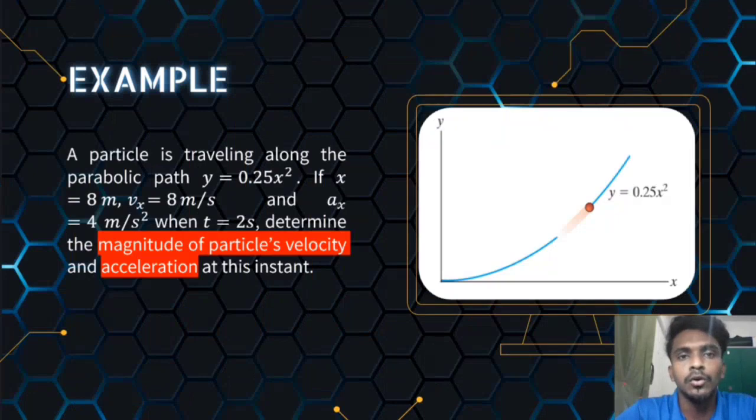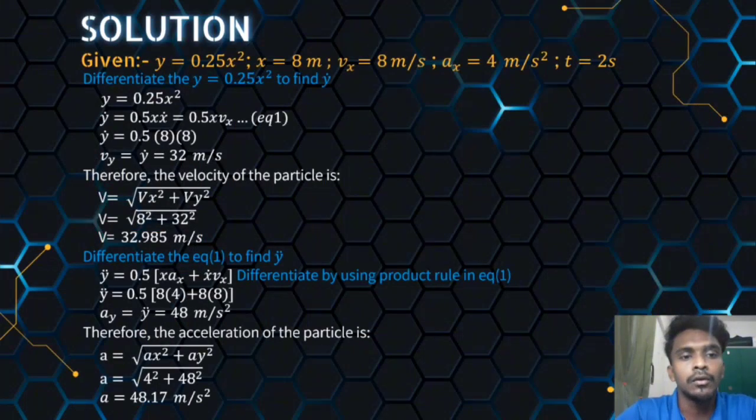Now I want to explain one of the examples in curvilinear motion. This is a question. Now I want to explain the solution. Differentiate y equal to 2.5 x squared to find y dot, which is the velocity of y. After we identify the velocity, we need to find the magnitude with the formula. After that, differentiate equation 1 to find y double dot, which is the acceleration of y. After that, we need to find the magnitude of acceleration.